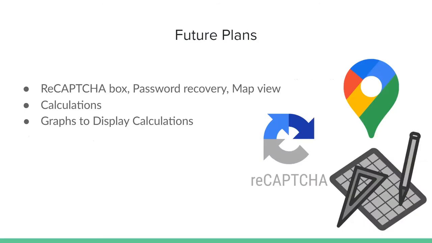Future plans. Three things for a future team to work on would be recaptcha box, password recovery, and map view. Although the web application does not need these, it would make it more secure for a user when creating an account, and also map view would be a more appealing look for a user when making a project.